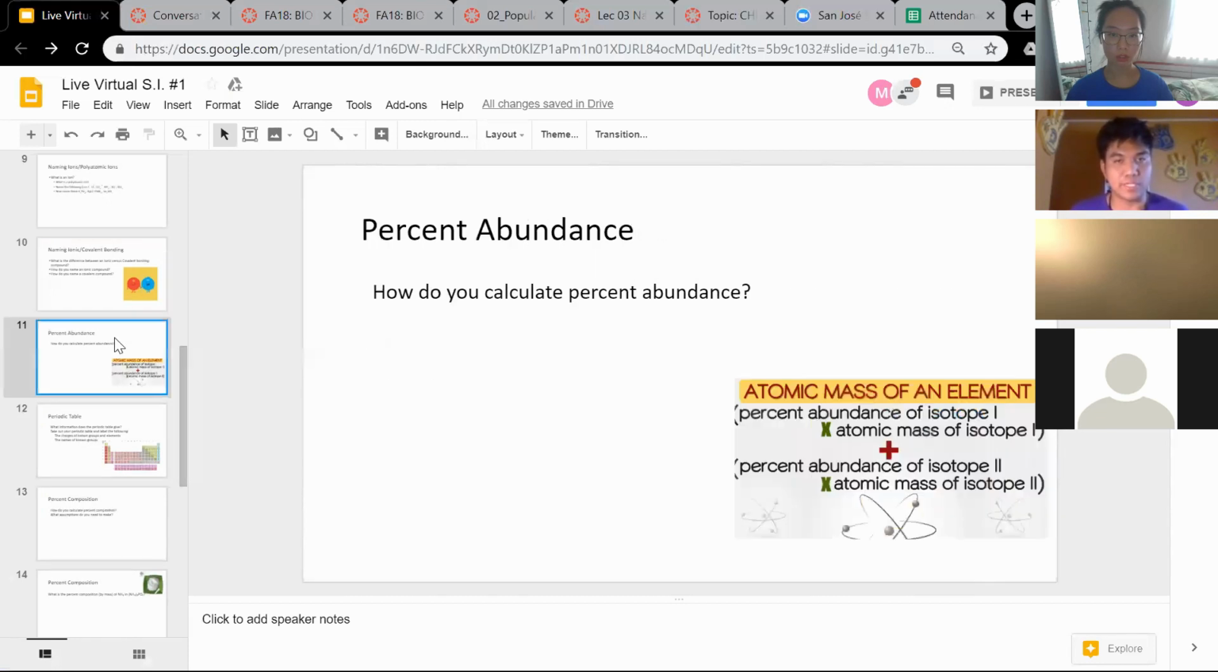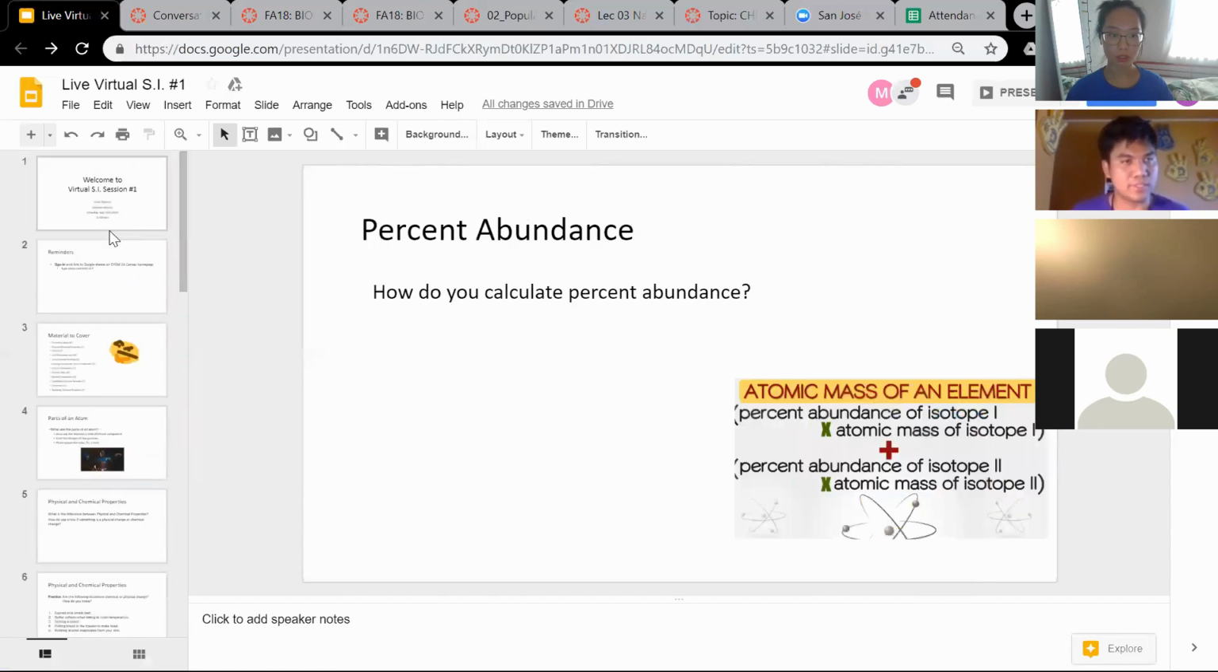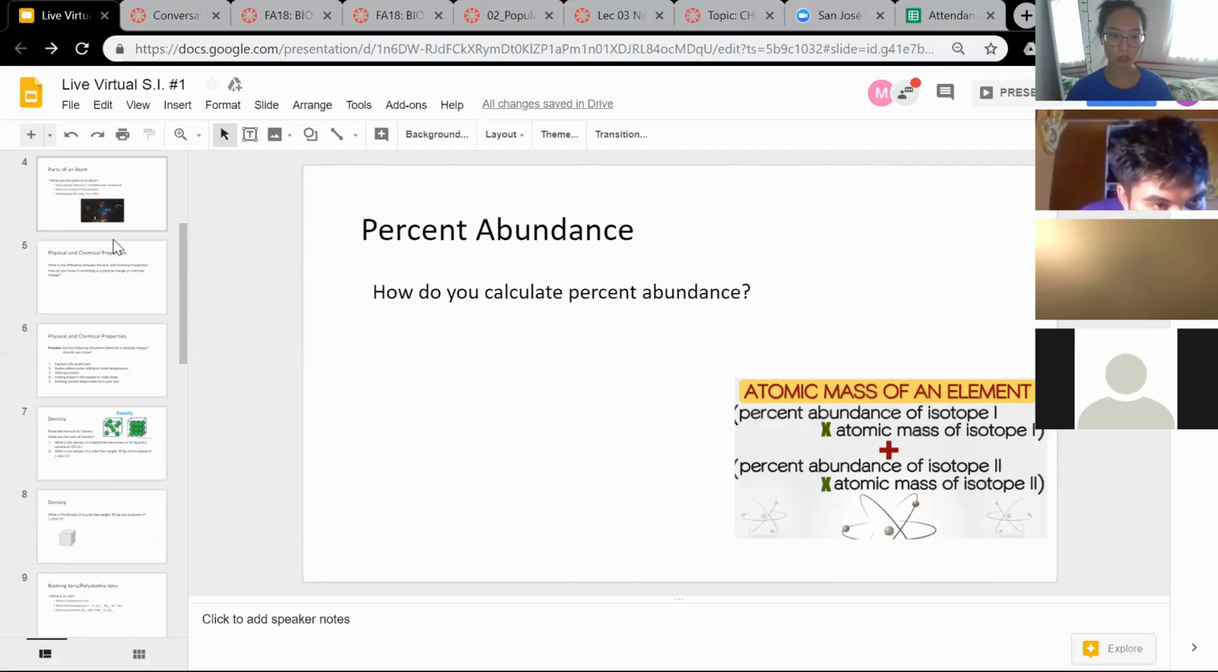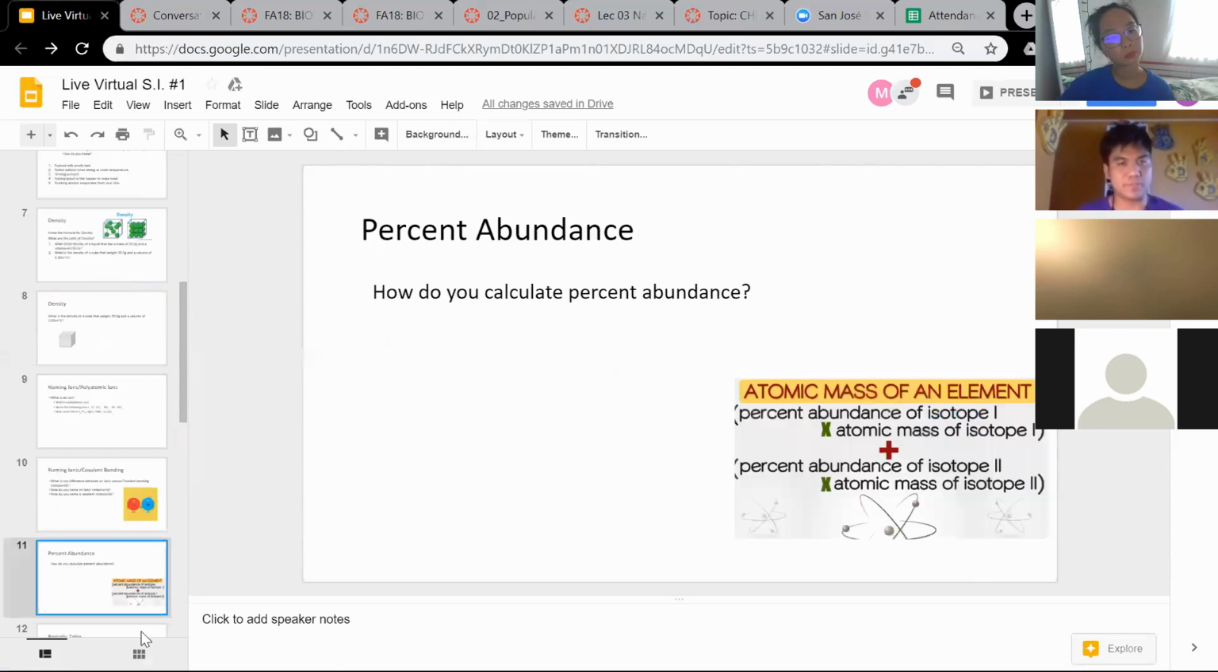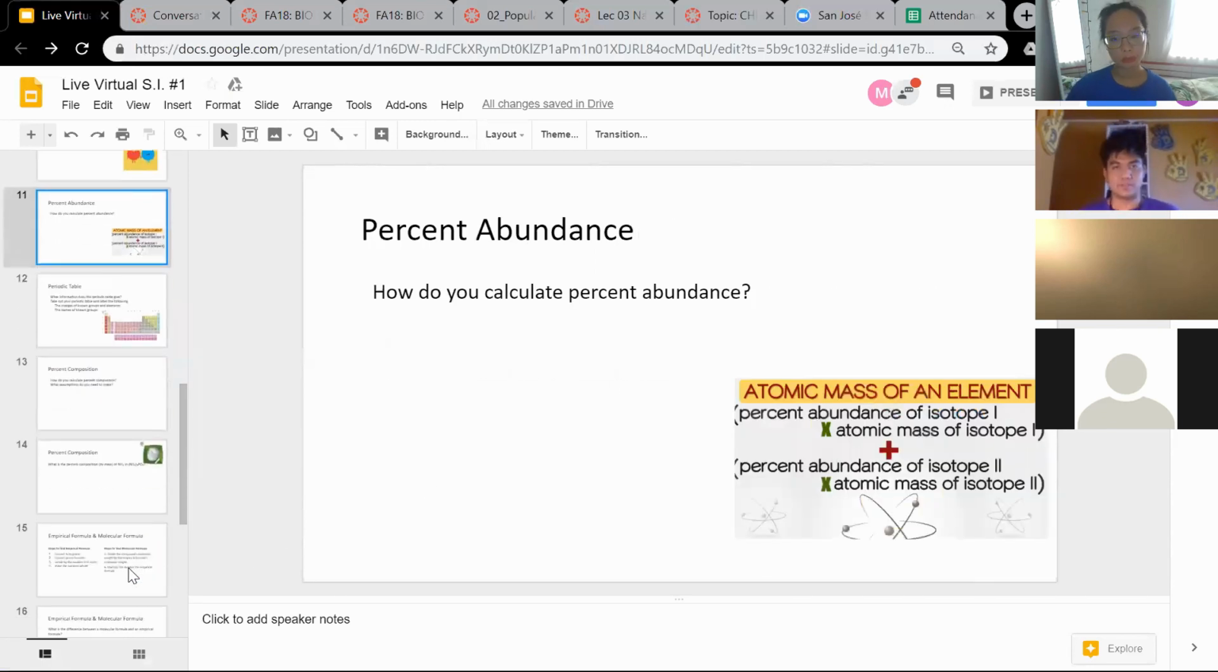All right, so now we are moving to percent abundance. I know a lot of students have problems with solving for percent abundance, but that's all right. The question is, how do you calculate percent abundance? Well, I found something online that actually made a lot more sense. So it's this little picture right here.